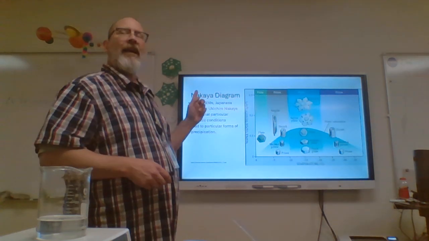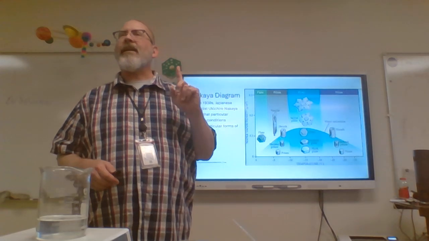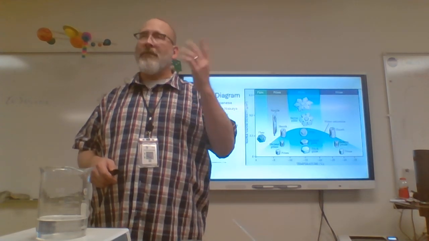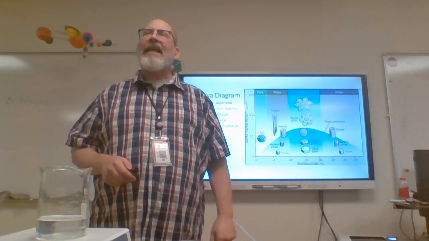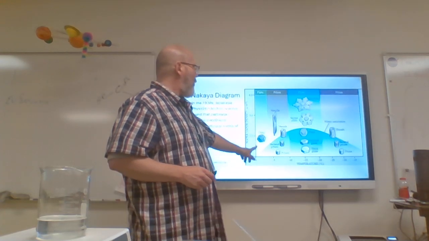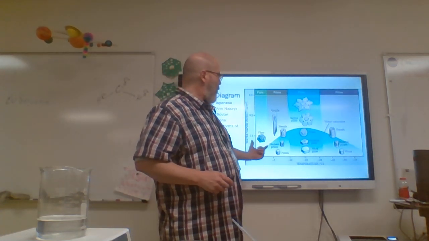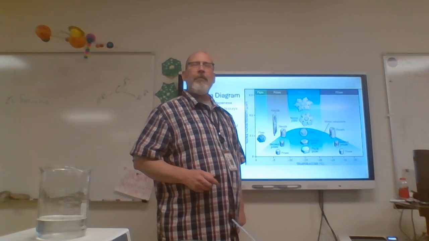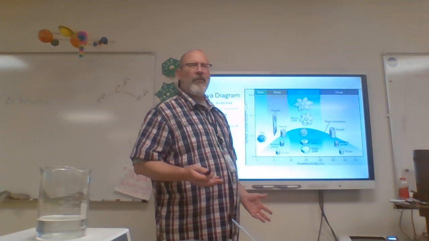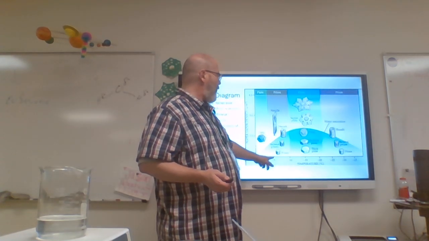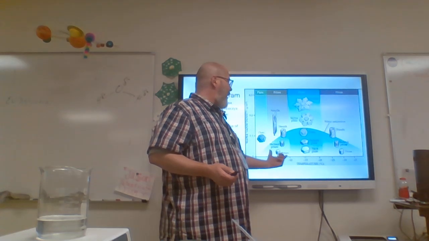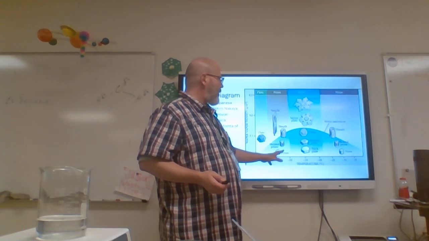This is called the Nakaya diagram. Back in the 1930s, a Japanese physicist named Nakaya came up with this pattern. He found that if you go from 0 degrees Celsius to -4, what you got were these simple flat plates. They look simple, but they're not really simple. They're incredibly complex.